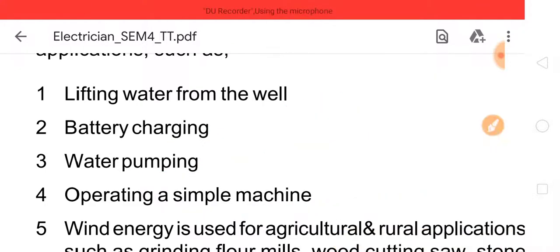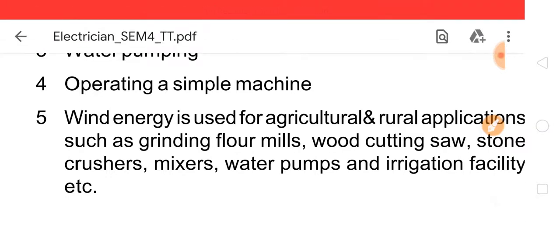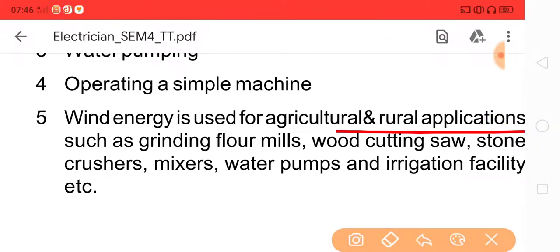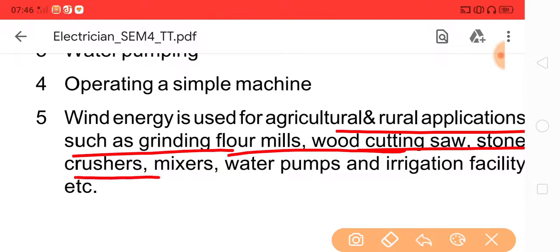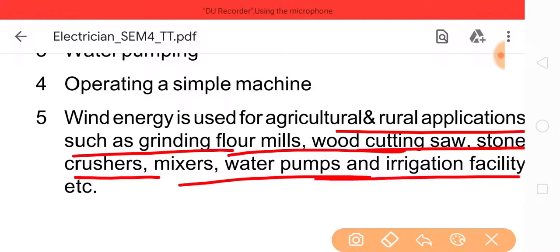Wind energy is used in agriculture and rural applications such as grinding flour, mills, wood cutting saws, stone crushers, mixers, water pumps, and irrigation facilities, etc.